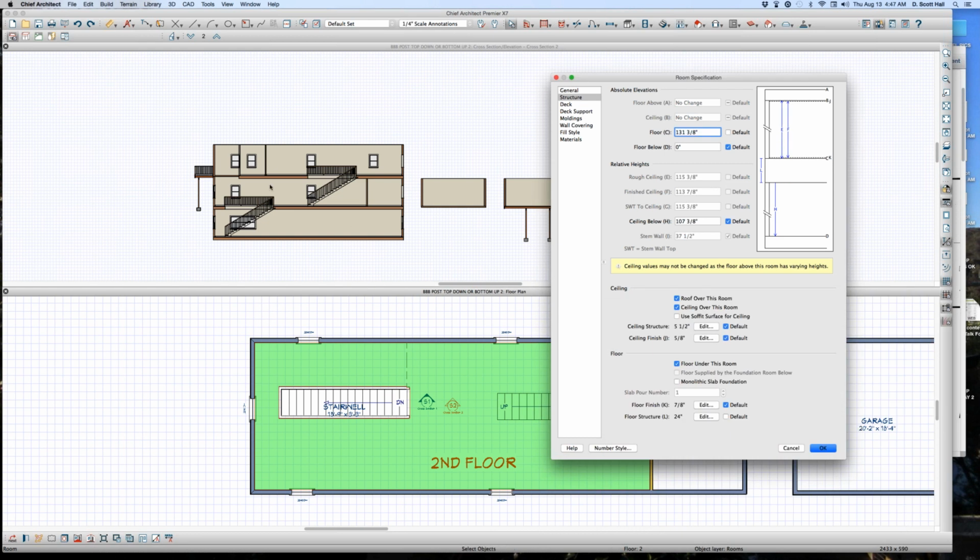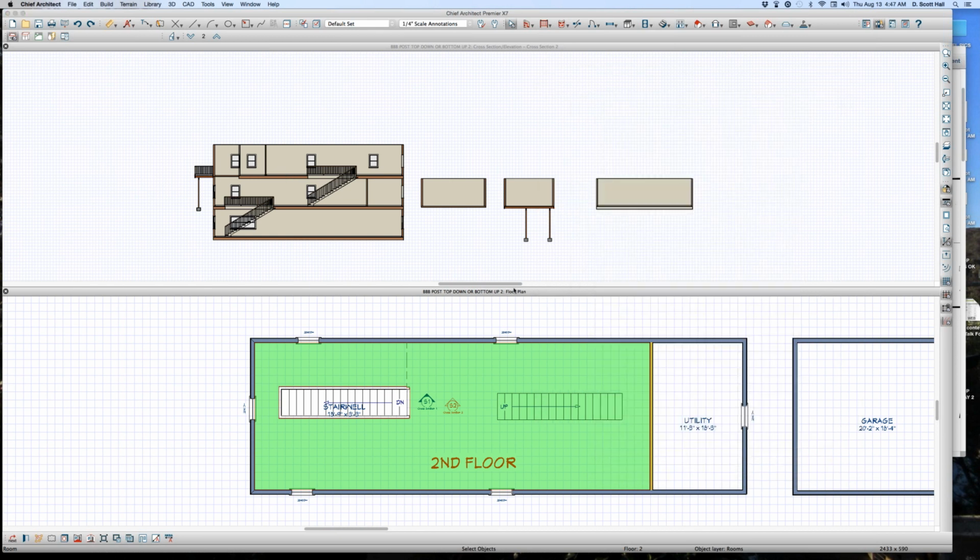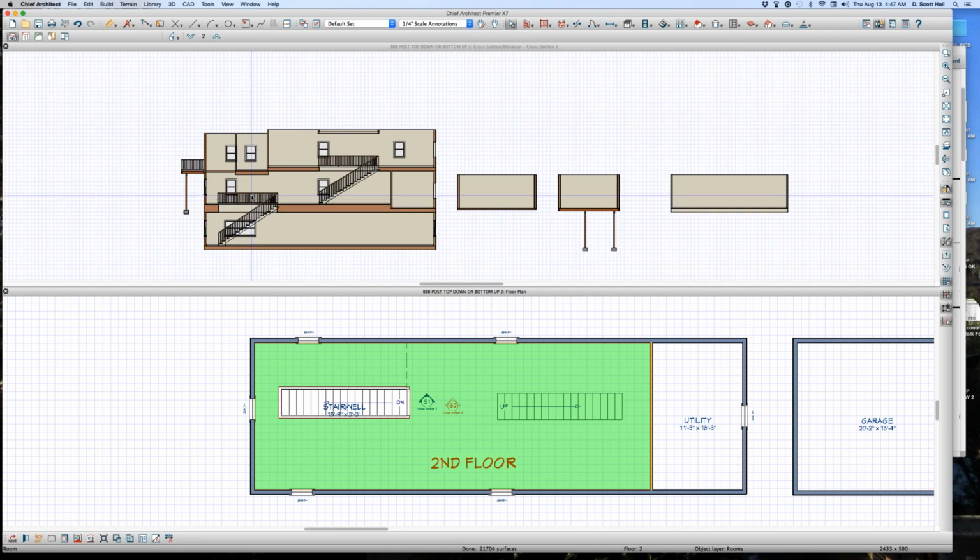You know it's going to go up. It's this one over here. This one right here. The third room over. Watch this. There you go. Does that make any sense?